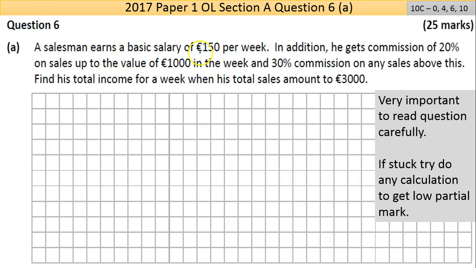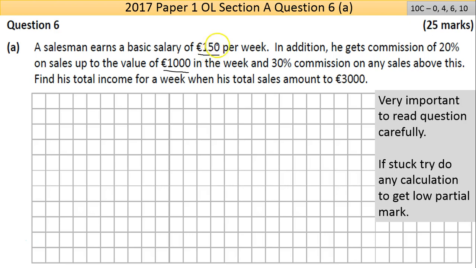The salesman earns a basic salary of €150 per week. In addition, he gets commission of 20% on sales up to the value of 1,000, and 30% commission on any sales above this. So you're asked to find his total income for a week when his total sales amount to 3,000. Okay, so there's a lot of information going on here, and it's important to try to structure the question.